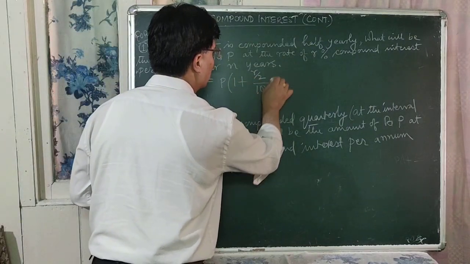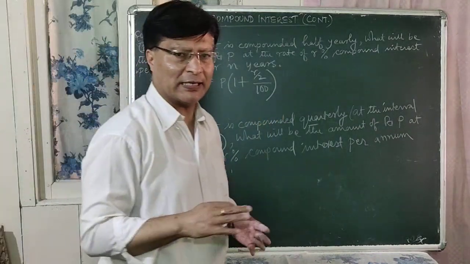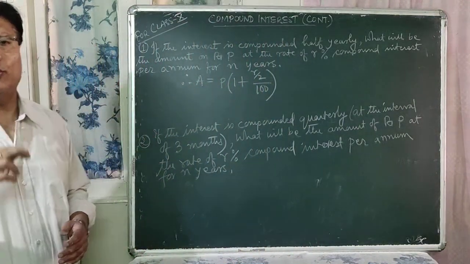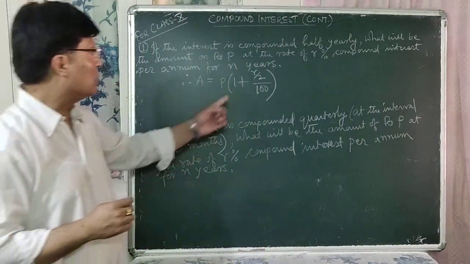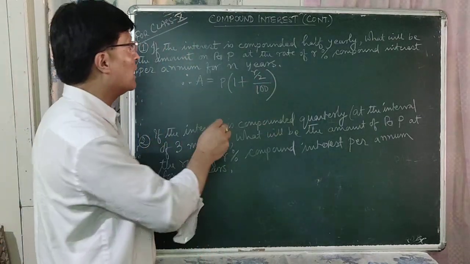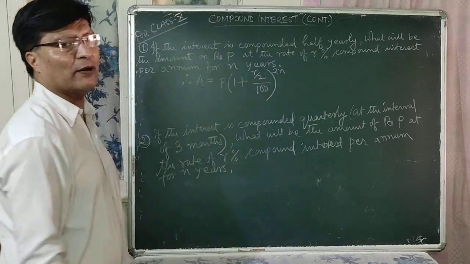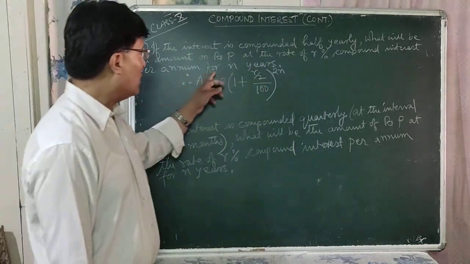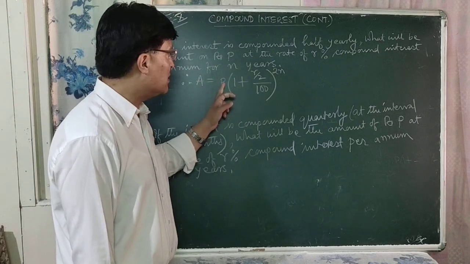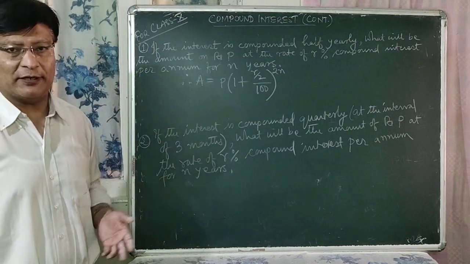Divided by 100 whole to the power. Actually, in case of compound interest, amount is equal to P into 1 plus R upon 100 whole to the power n, isn't it? So here R is divided by 2 and the power n should be multiplied by 2. That is 2n. So this is the formula for the amount after n years, if the interest is compounded half yearly.